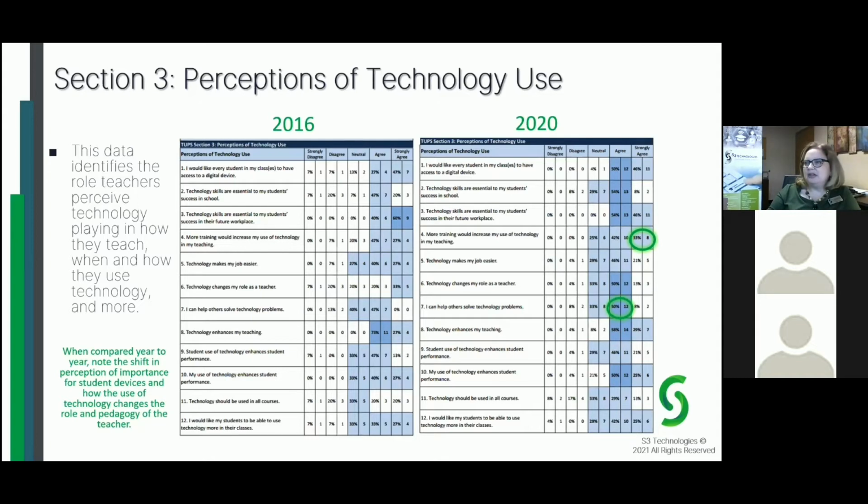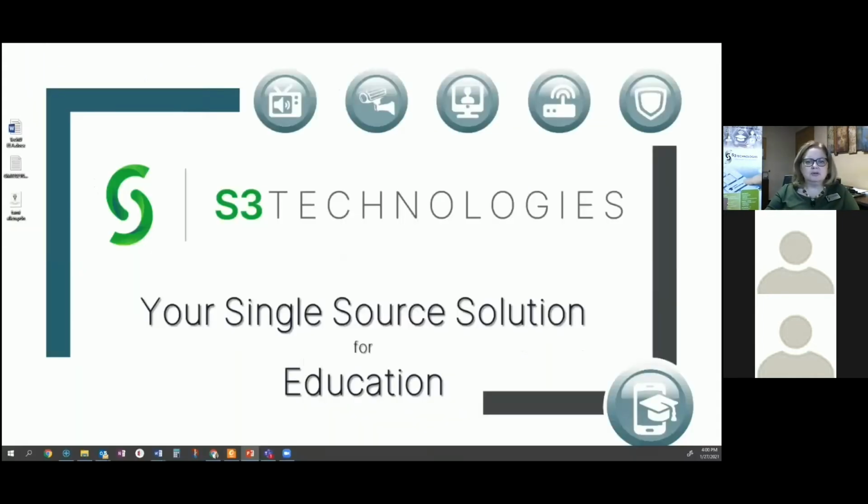My computer does not want to advance. Try it again.